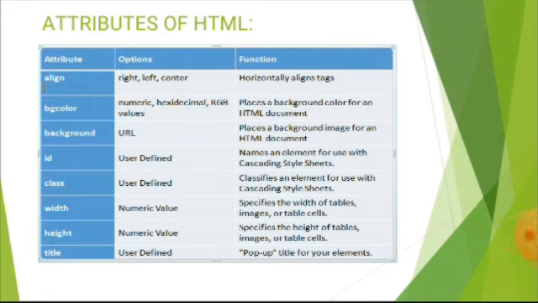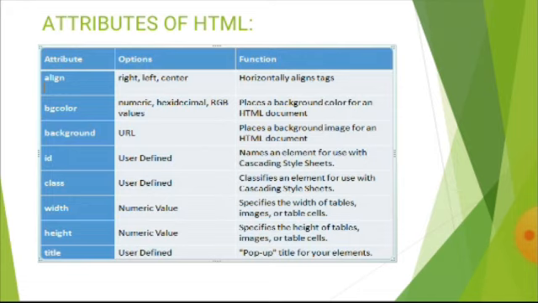Then we will see the id, which names an element for use with the cascading style sheet. We will see it later on. Class is also classifying the element for use within cascading style sheets. Okay, we will see it later on also. First we will see the basic attributes of HTML.